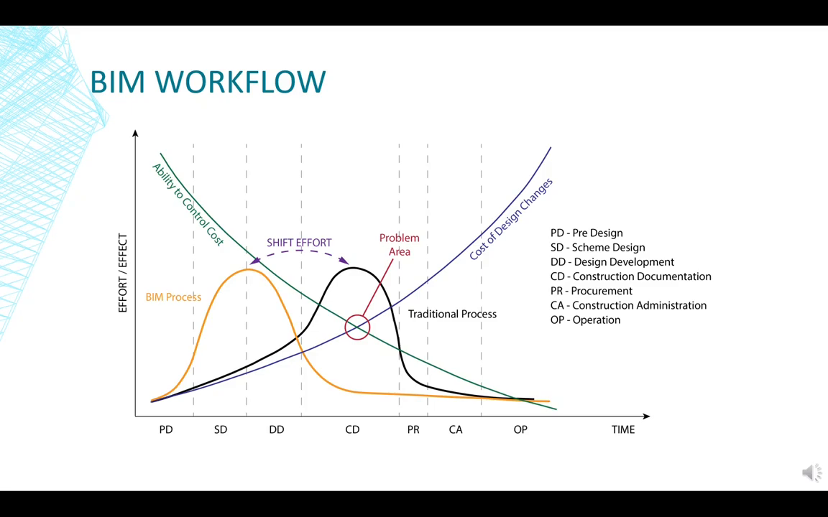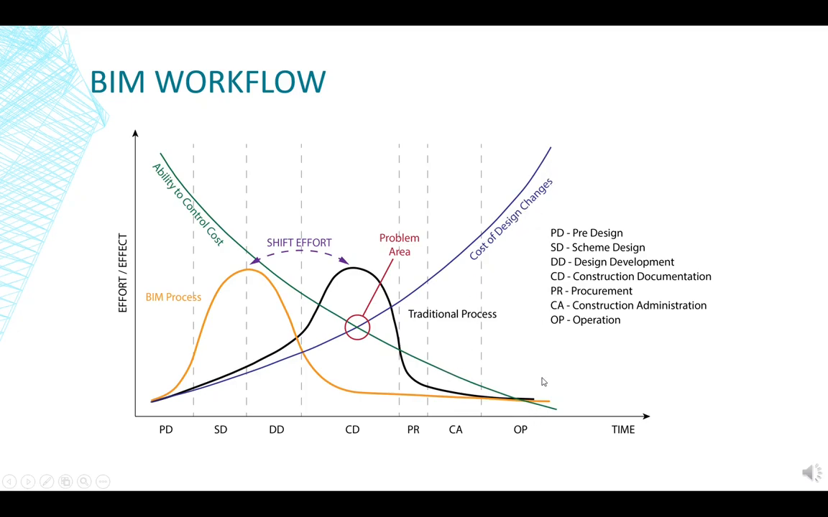And again, with the BIM process, you can see it's much closer to the right side in terms of cost of design changes, and it's also much better in terms of ability to control costs. If you think about it logically, if you went over to the OP stage, the operation, or even the construction administration stage, you'll see the ability to control costs is quite low, and the cost of actually any design change is going to be quite high.